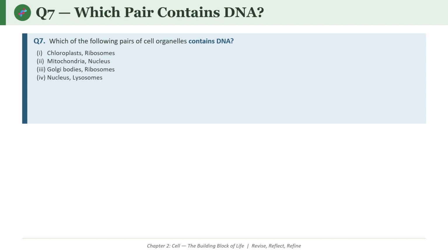So which pair contains DNA? Which of the following pairs of cell organelles contain DNA? Chloroplasts, ribosomes; mitochondria, nucleus; Golgi bodies, ribosomes; nucleus, lysosomes. Let's see the answer.